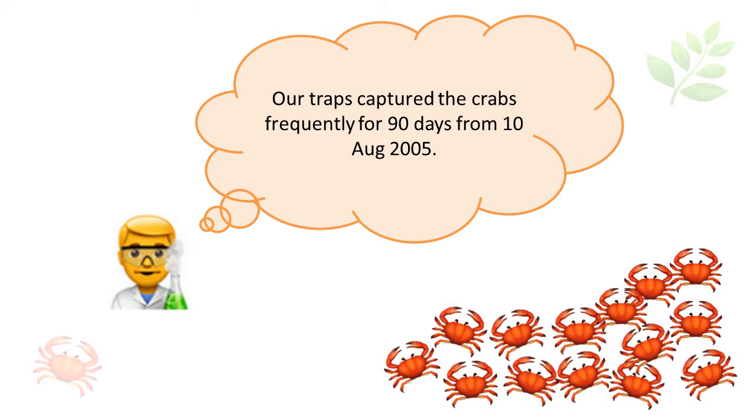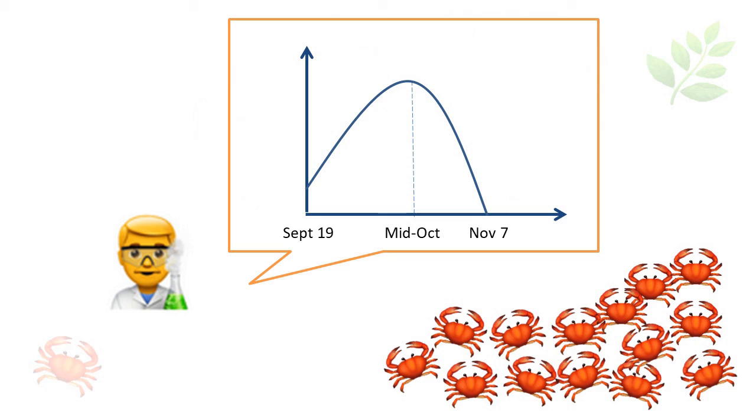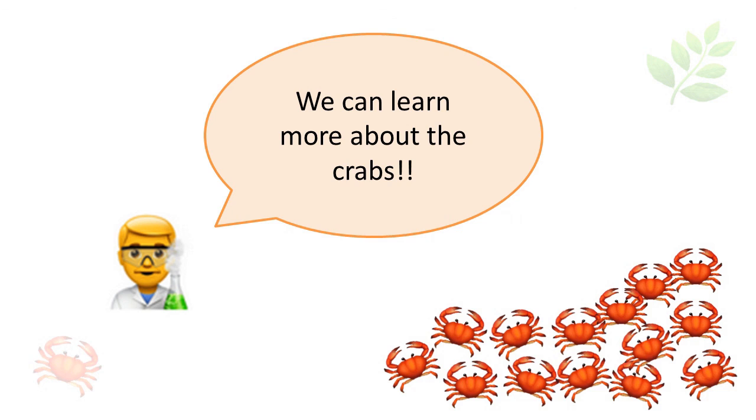Through counting the crabs, the scientists learnt that the traps captured Chinese mitten crabs frequently for 90 days, starting from the 10th of August. The number increases from 19th of September all the way to mid-October. After reaching the peak, it then decreases until 7th November, when the last crab was captured. This allows them to learn about the behavioral traits, as well as allowing them to further discuss dispersal and migration of this species and catch efficiency of the traps.